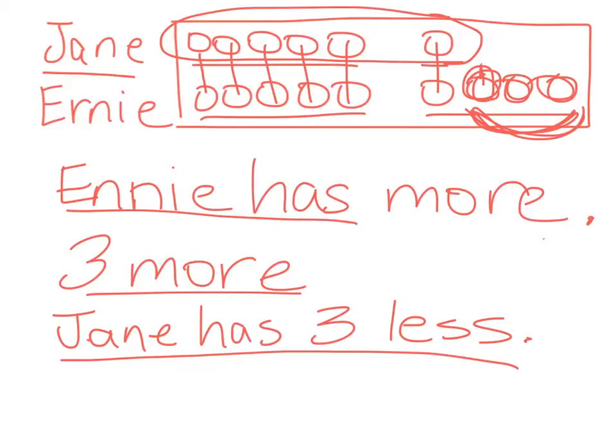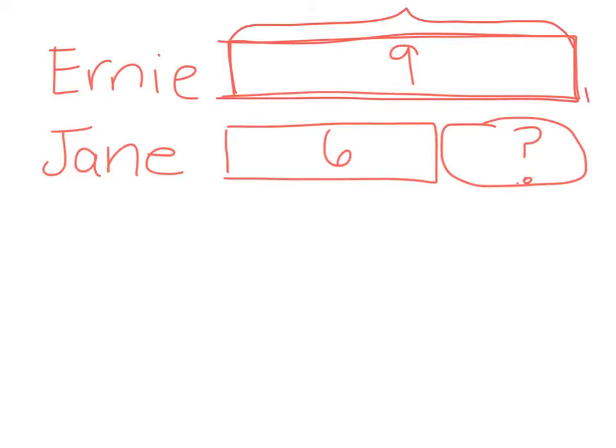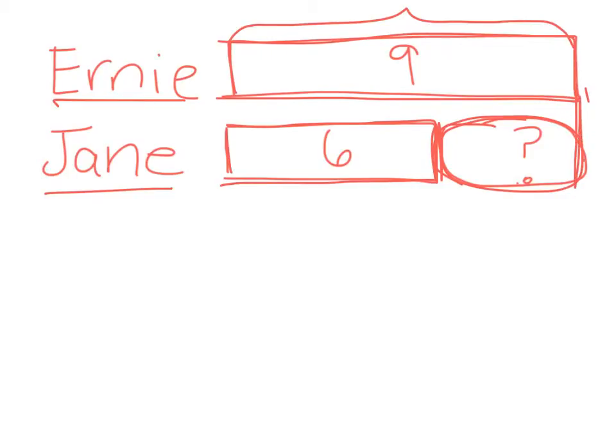The other way we can show this problem is by using something called comparison bars. These comparison bars show how much Ernie has with a bigger bar. Ernie's is the largest amount, so I'm going to put the largest amount on top, and I'm going to make one long bar for Ernie, and Ernie has 9 apples, so I'm going to put 9 in Ernie's bar, and then Jane is below him because she has the smaller amount. I'm going to put Jane here with 6 below, and then next to the 6, I'm going to put an oval. And that oval is going to go from the end of my 6 for Jane to the end of my 9 for Ernie.